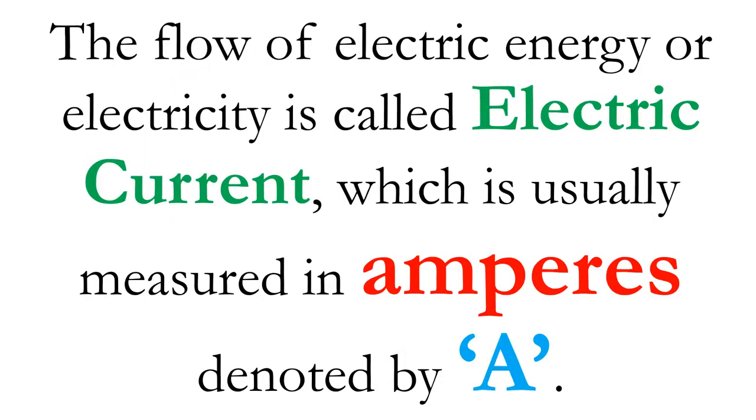The flow of electric energy, which can also be called electricity, is called electric current, which is usually measured in amperes, denoted by capital A.